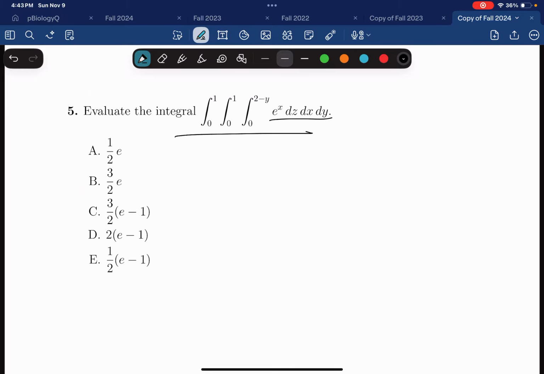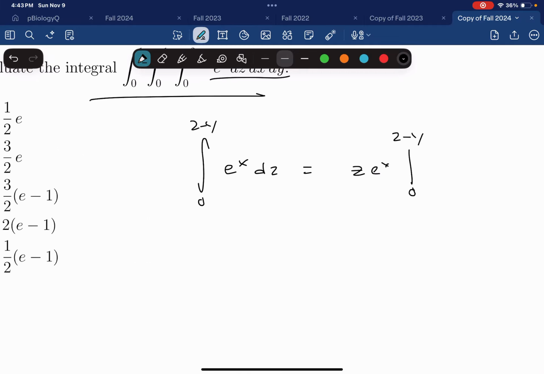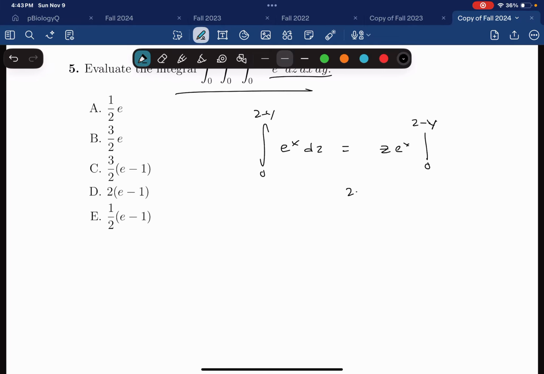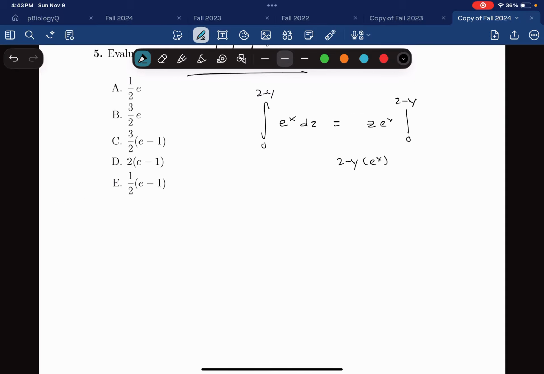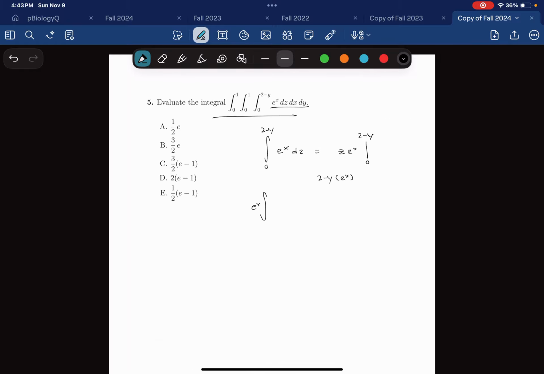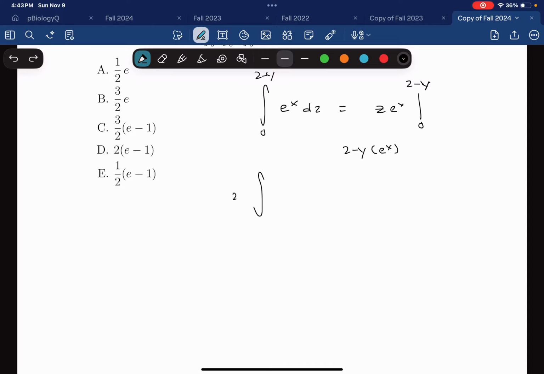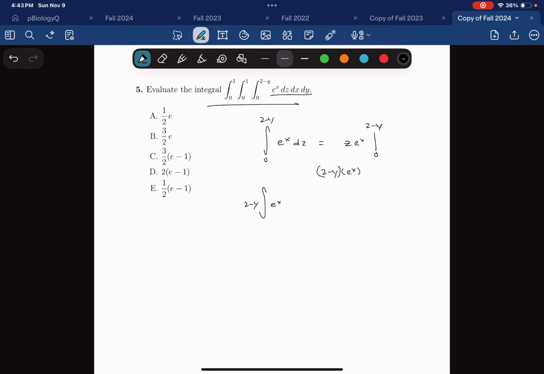Okay. So in this case, 2y e^x dz. That'd be z e^x from 0 to 2 minus y. Pretty simple integration here. You just get (2 minus y) e^x in this case. So if you really wanted to, what I'm going to do, I'm going to take the e^x out, because the next one, the chop. Oh, wait, no, I can't do that. I'm going to take the 2 minus y out, because the next one in the chopping block is just e of x.